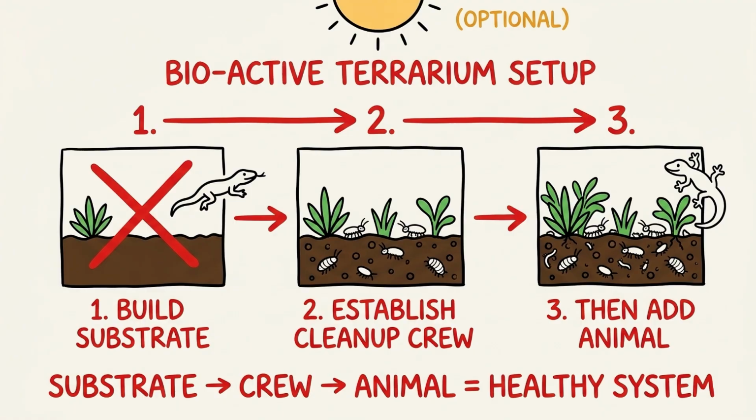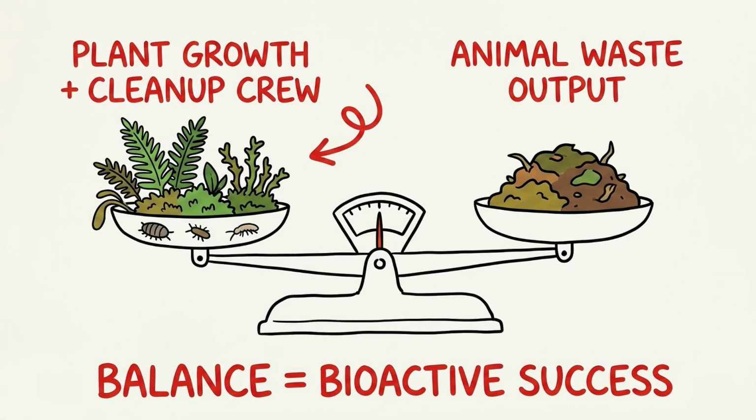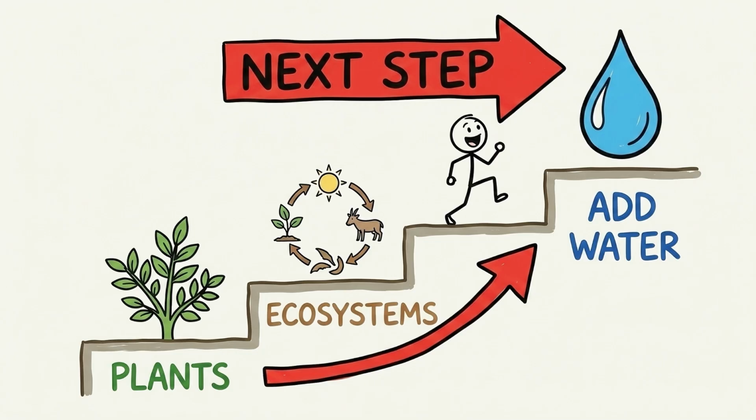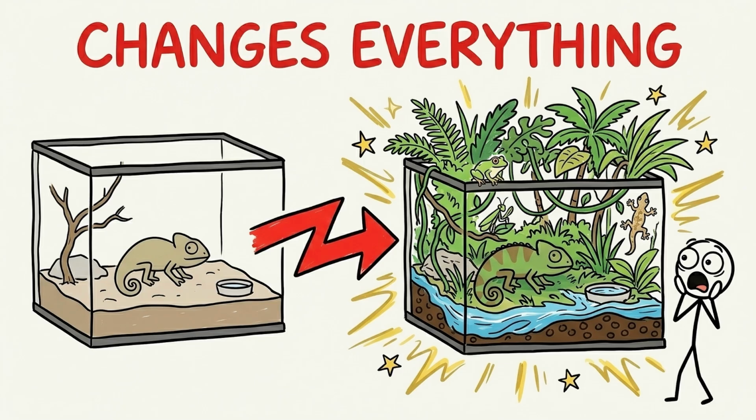Setup must happen in stages, with the biological system fully established before any animals are introduced. Balancing plant growth, cleanup crew populations, and animal waste output is what separates this from every other vivarium type. Once plants and ecosystems become the focus, the next step is adding water, and that changes everything.